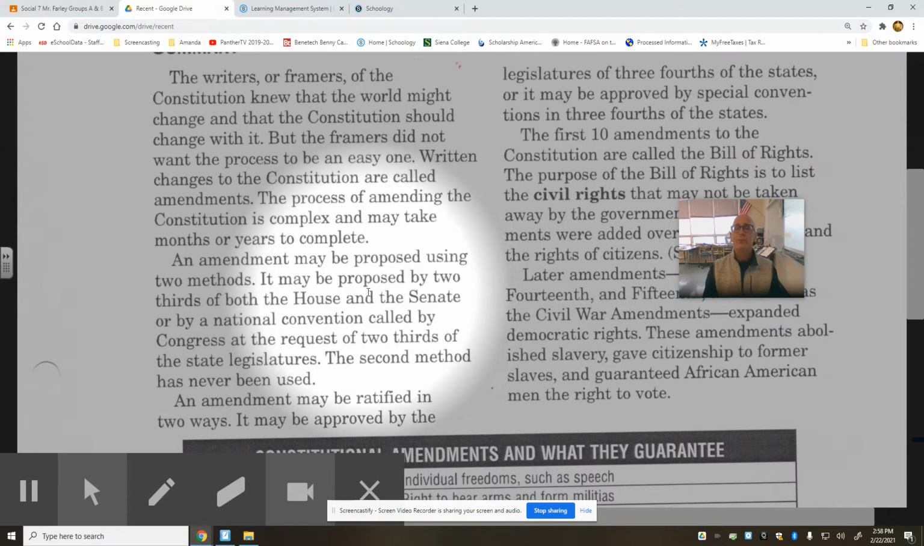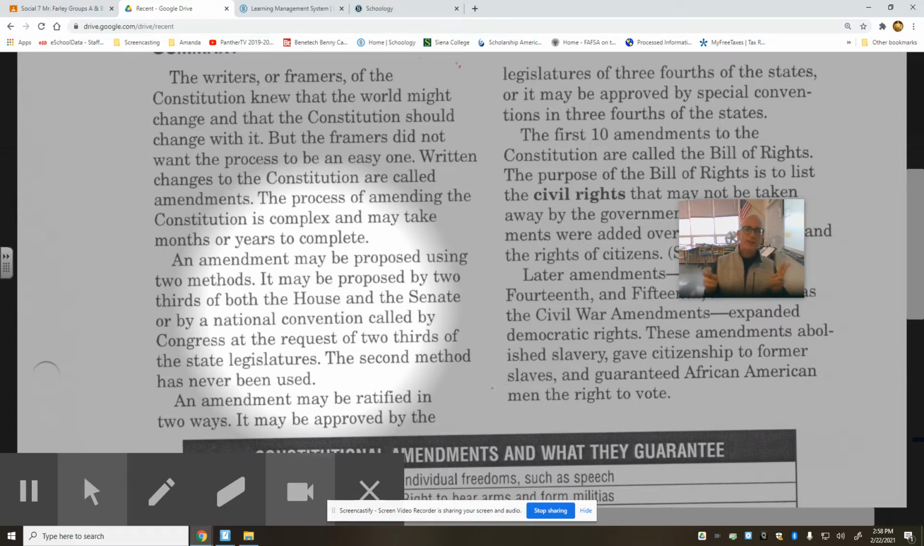An amendment may be proposed using two methods. It may be proposed by 2/3 of both the House and the Senate, or by a national convention called by Congress at the request of 2/3 of the state legislatures. So again, let's talk about that briefly for a second.